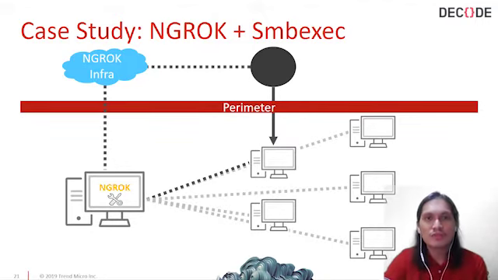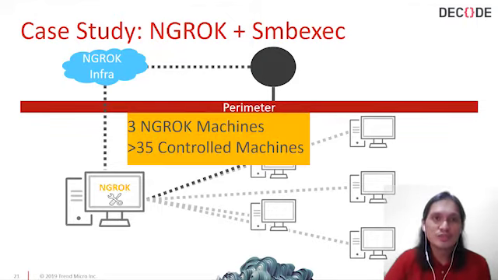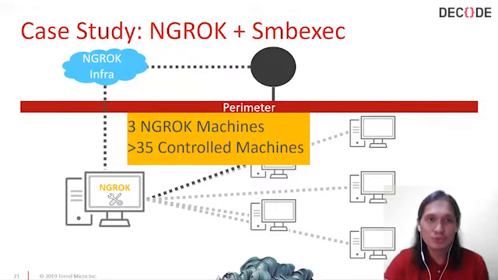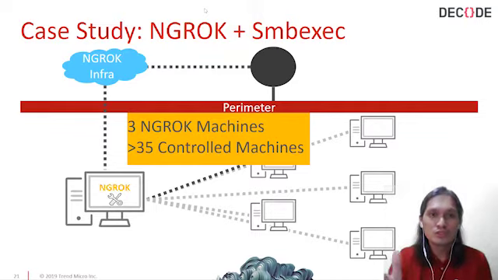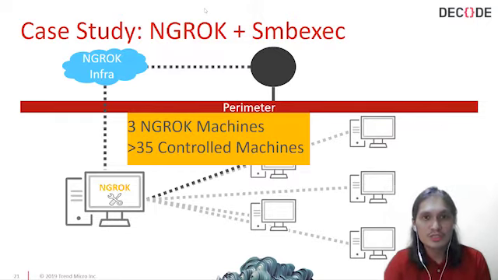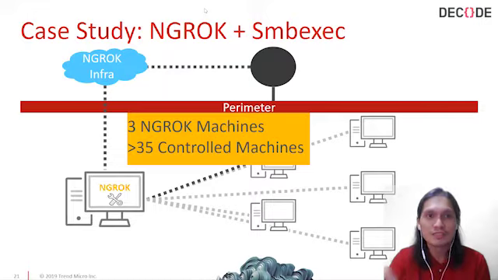In this case study, we found 3 machines with Ngrok, and with those 3 machines, they were able to send commands to 35 or over 35 other machines. So it's not so bad. If we go back to the backdoor model, if you want control of these 35 other machines, then you would have to copy the backdoor to these 35 machines, and that would definitely be noisy. But in this case, that didn't happen at all.